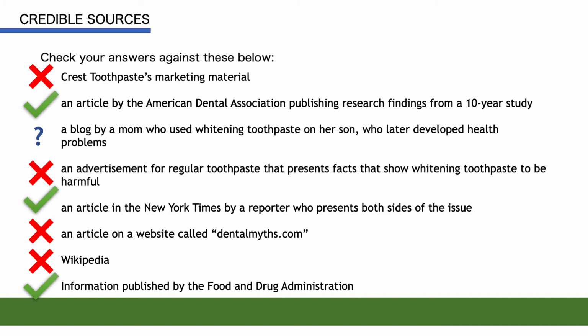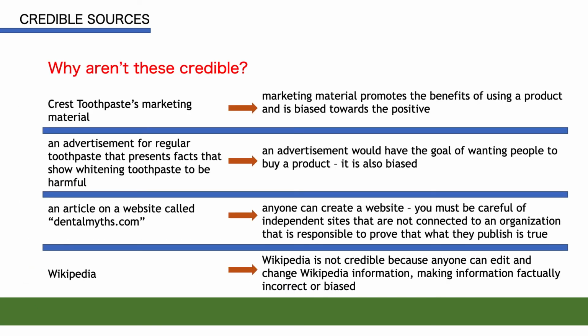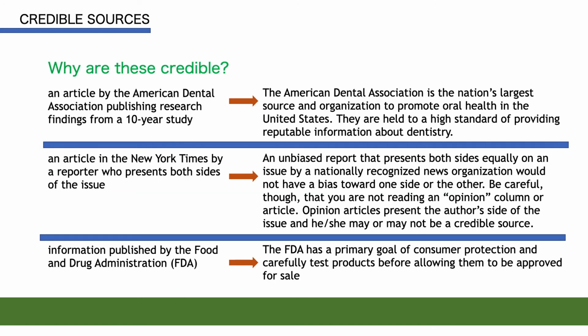Compare your answers to these on the screen. Those with the red X would likely be biased one way or the other. Those with the green check mark are more likely to present unbiased or neutral information about the topic. The ones with the blue question mark would need to be checked for validity before deciding if the information is credible. Review these explanations as to why the sources marked not credible would be biased one way or the other. These sources would likely provide credible information that you could trust as unbiased.